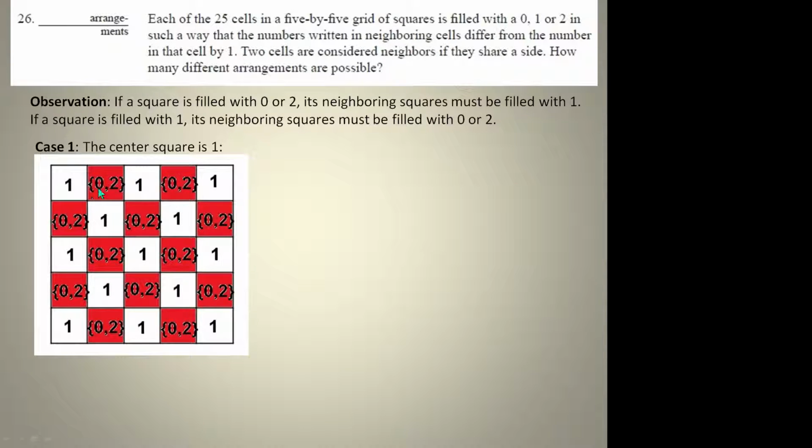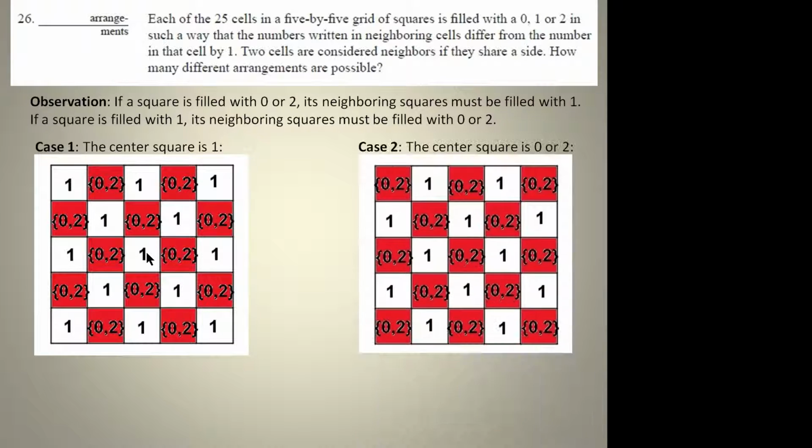Look at the red squares. You have 13 red squares, and each square can be 0 or 2. You have two choices for a red square, and there are 12 red squares that are free to choose. So the total number of arrangements for this case is 2 to the power of 12: 2 times 2 times 2, 12 times.